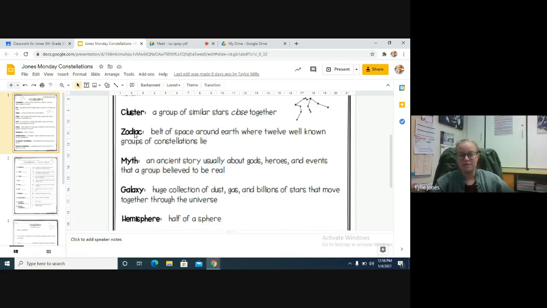All right, our next vocabulary word is zodiac. That's a belt of space around the Earth where 12 well-known groups of constellations lie. So that's the zodiac symbols that we were just talking about, like Cancer, Gemini, Aries. So all of those things, those 12 are in the zodiac. A myth is an ancient story that's usually about gods, heroes, or events that a group believed to be real. And like we talked about, a lot of the stars and the constellations up there are based off of myths, and they're named after people or things in myths.